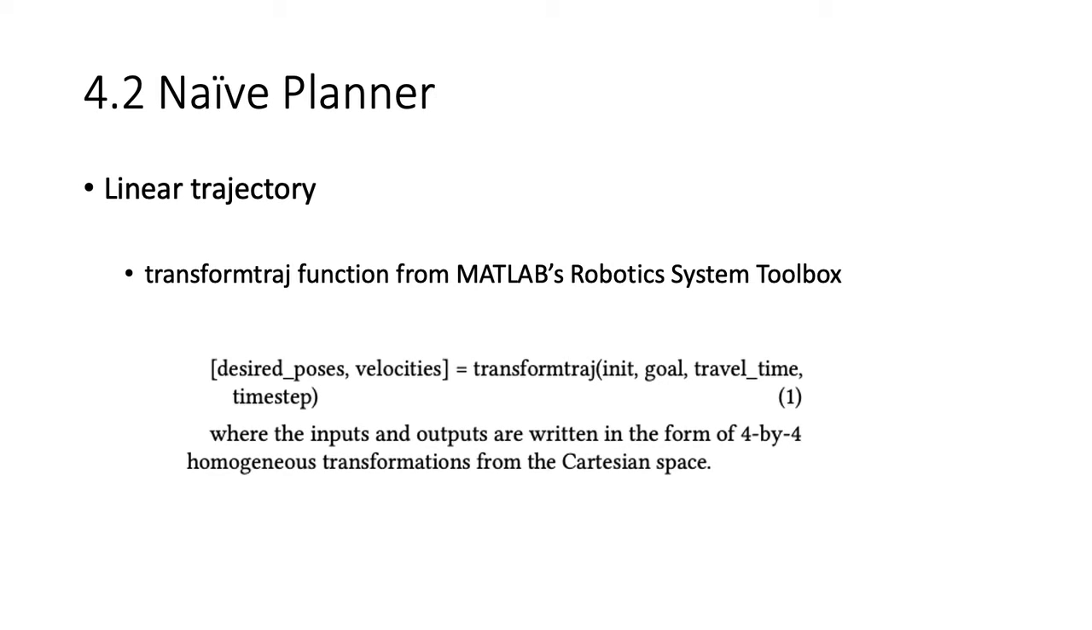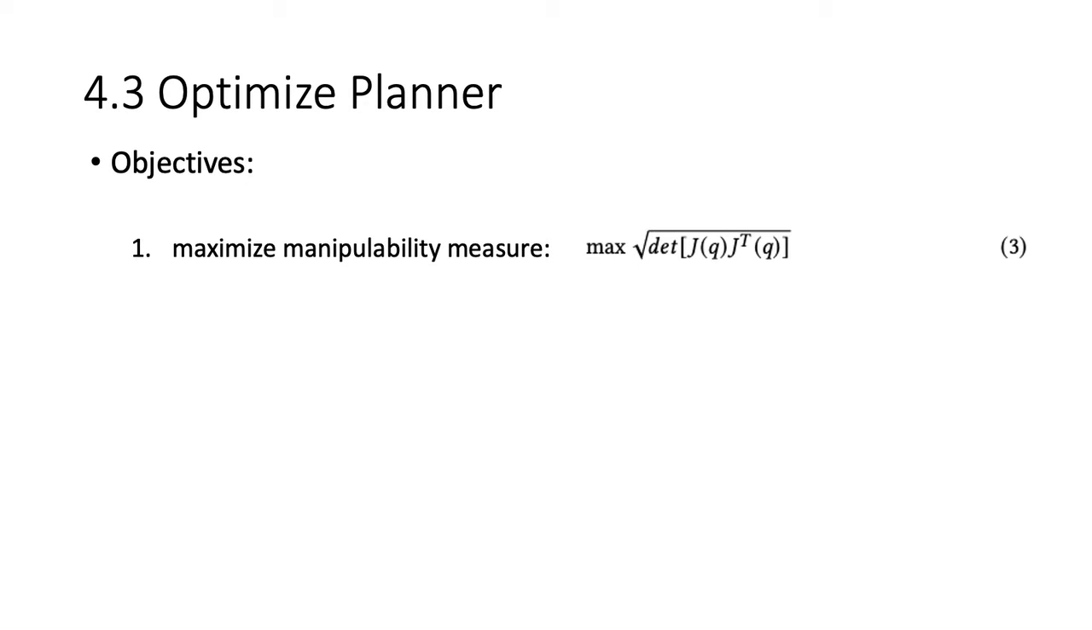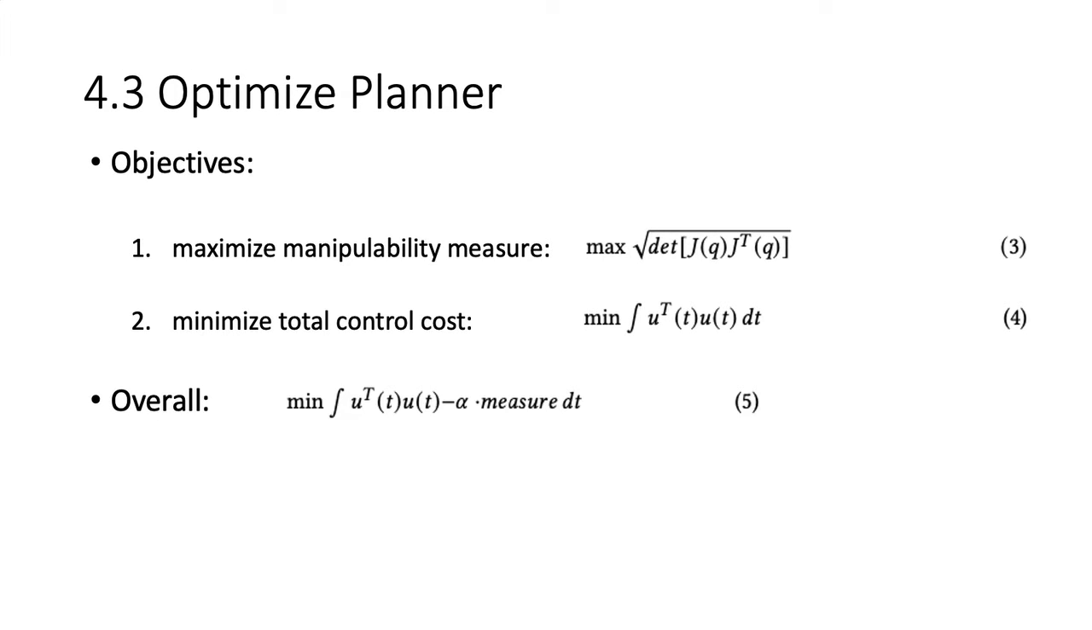Now let's work on the planning. For quick setup, we assume there's no advanced task, and our naive planner simply generates a straight line in 3D space. To optimize the planning, let's first recall our goal is to maximize the manipulability measure and also to minimize the control cost. So this is our new objective function, where alpha is a trade-off ratio representing how much we care about the manipulability maximization.